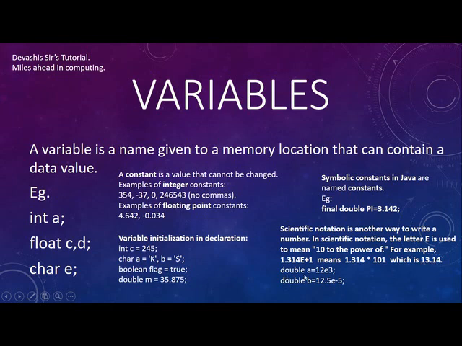Now look at this, double A equal to 12E3. What does it mean? It means 12 into 10 to the power of 3. What does this mean? 12.5 into 10 to the power of minus 5. So I believe you can understand how scientific notations are written in Java.